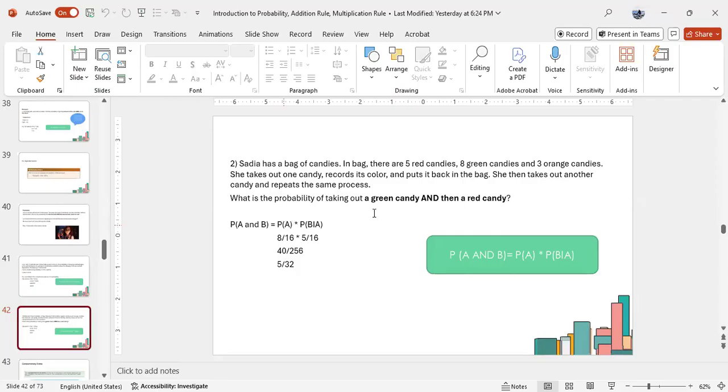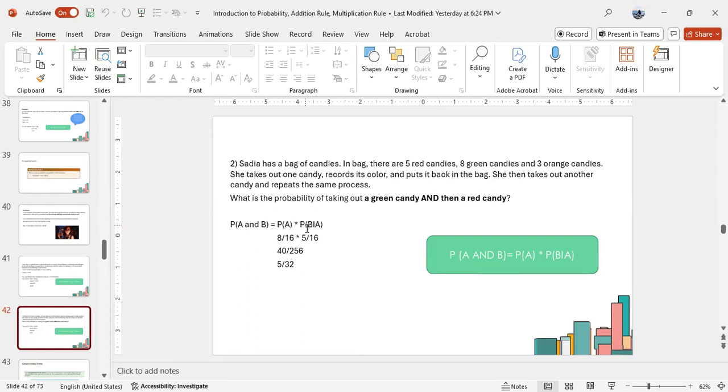So probability of A would be the probability of these green candies. What is the total number of green candies here? 8. There are 8 green candies. So 8 divided by 16. Why 16? Because the total number of candies, 5 plus 8 plus 3, equals 16. So 8 by 16 would be the probability of A.